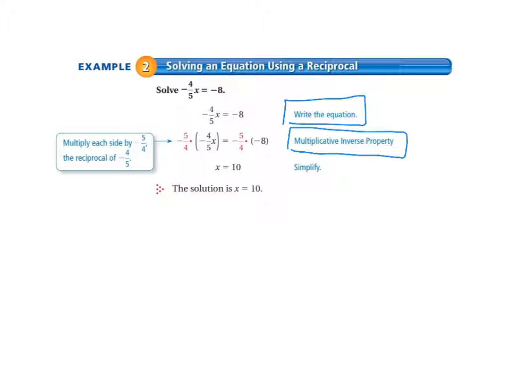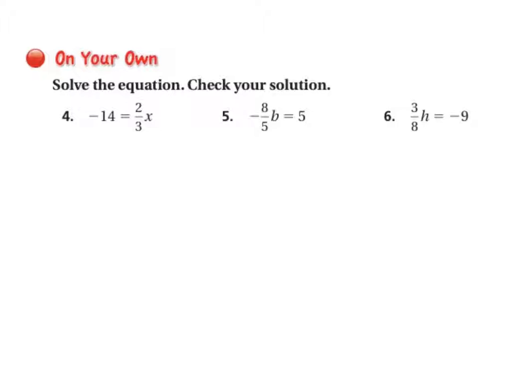On the left, that's going to give us a 1x, or just an x. And on the right, when we multiply that out, that gives us a 10. So we end up with x equals 10. When we move on to the next slide, let's do our next set of on your own problems. Again, remember that you are doing these with me and copying them into your notebook.